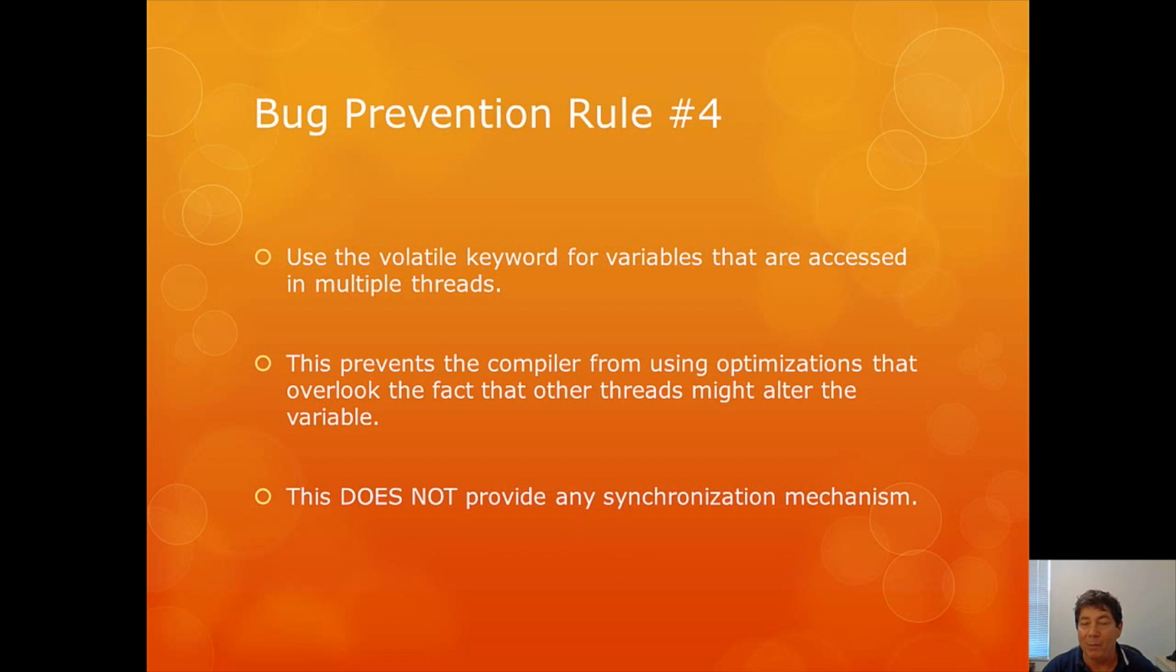Well, if thread number 1 changes the value in that variable, and thread number 2 thinks it hasn't changed and is just storing that value in a register, then it's going to have the incorrect value and your code may not work. This does not provide any kind of synchronization mechanisms. This doesn't mean you still don't sometimes need semaphores and mutexes and critical sections and so forth.